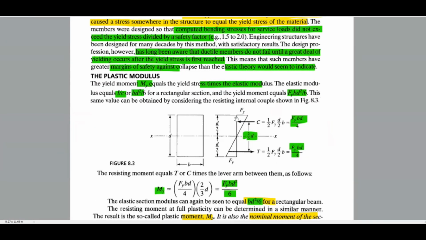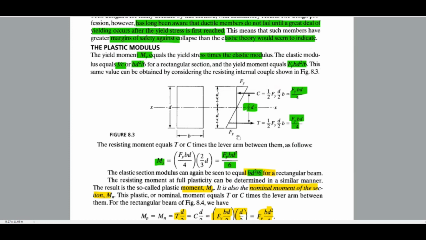Plastic modulus. The yield moment My equals the yield stress times the elastic modulus. The elastic modulus equals I by C, equal to bd squared by 6 for a rectangular section. The yield moment equals bd squared by 6 times Fy, because the distance is 2 by 3 into d, right?